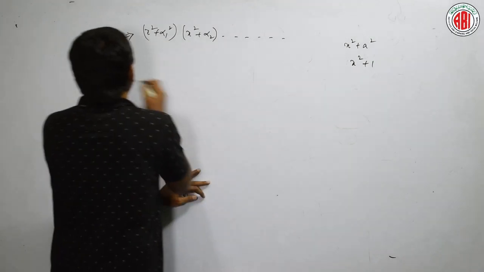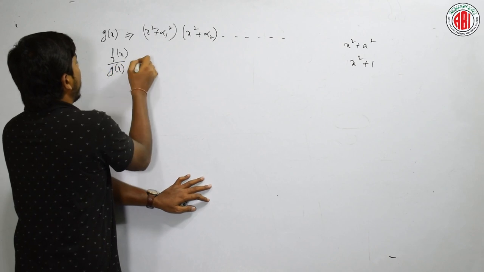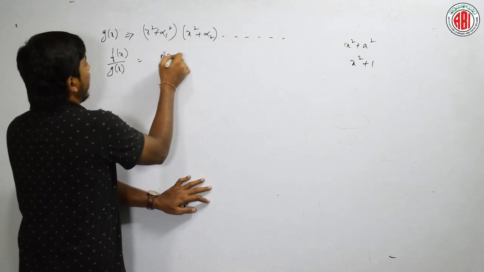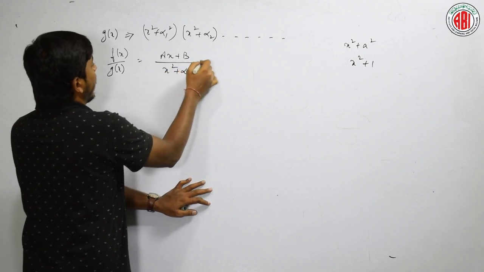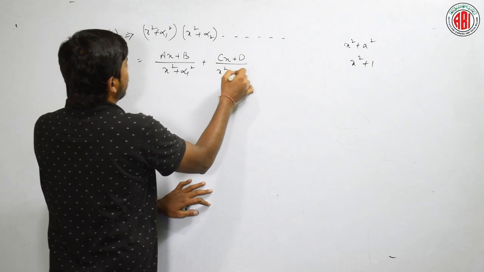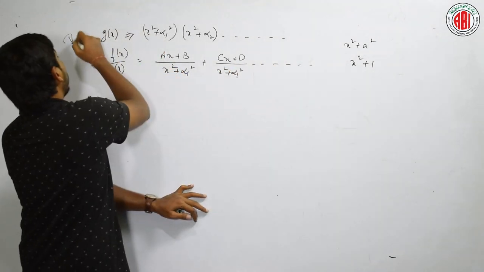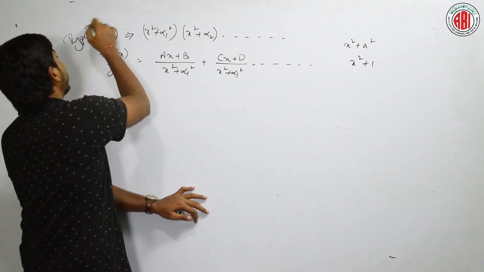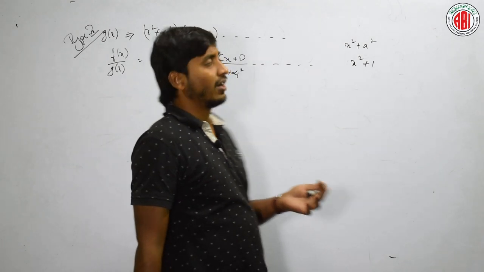So, I can write the fraction as ax plus b by first term, cx plus d by second term, and so on. This will be our type 3. What about type 4?